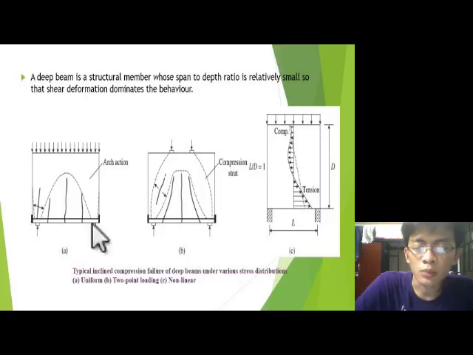Here in this deep beam, a UDL is provided, and shear failure occurs at the bottom in the arch section. In this other deep beam, we see two-point loads applied along the length, and we can see the failure occurring in this area. And we can see the difference between the UDL and the two-point loads.